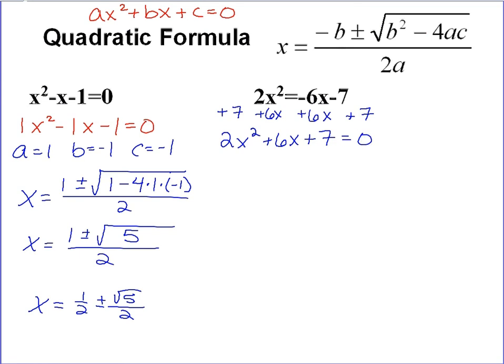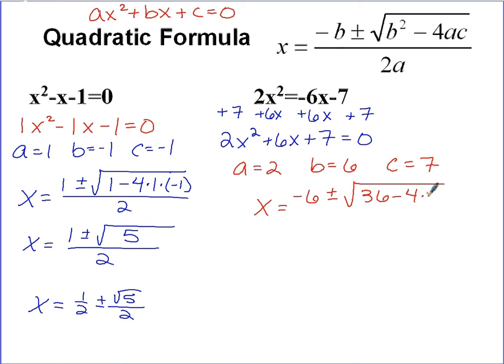Then I can go ahead and label my a, b, and c. A is equal to 2, b is equal to 6, and c is equal to 7. And plug them into the quadratic formula. X equals the opposite of b plus or minus the square root of b squared, which is 36, minus 4 times a times c, all over 2a. 2 times a is 4.